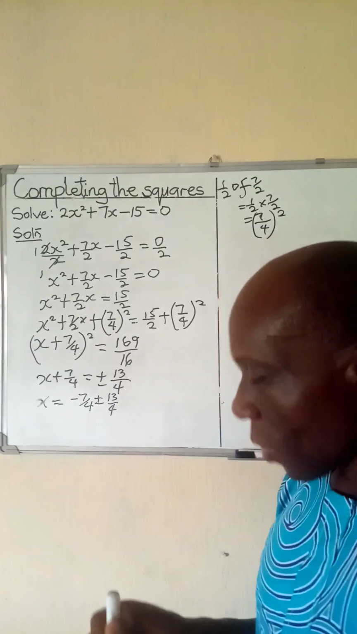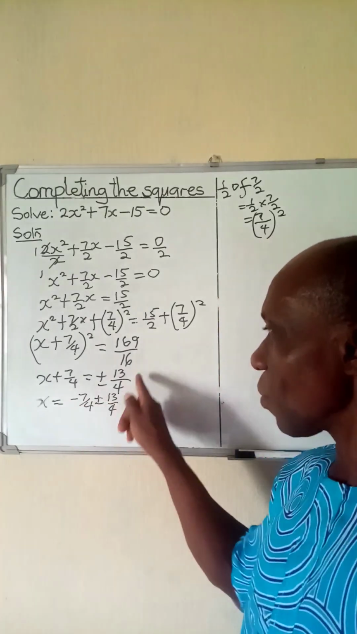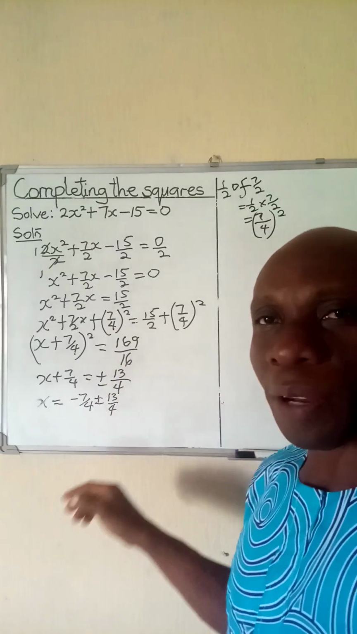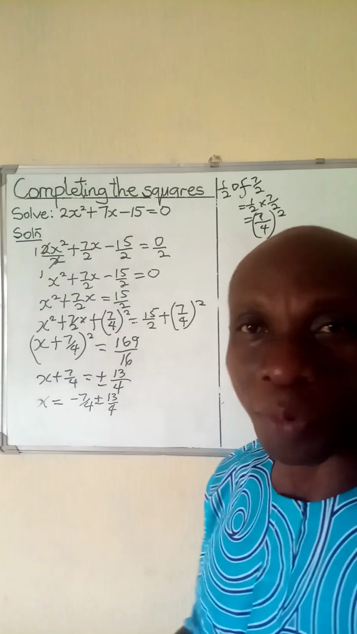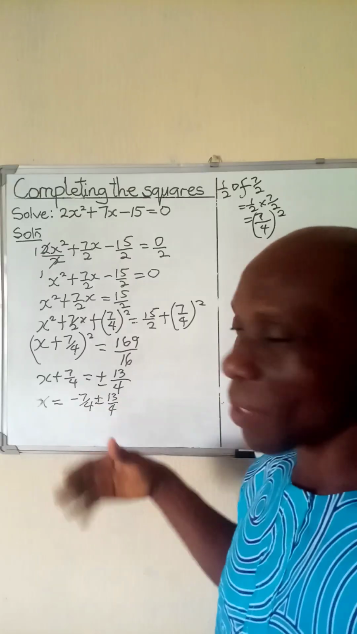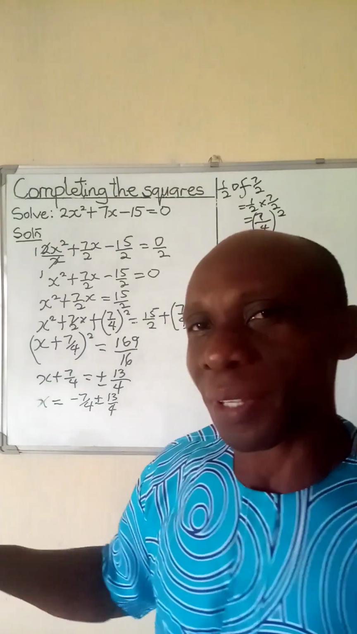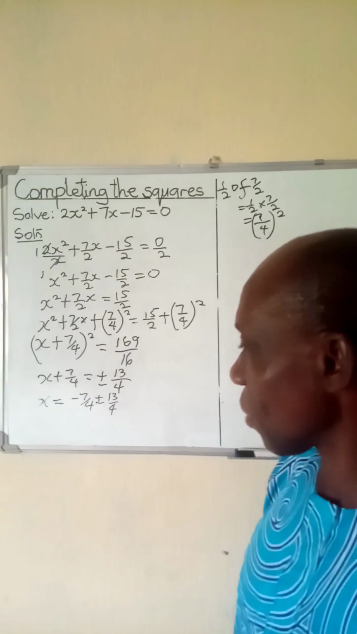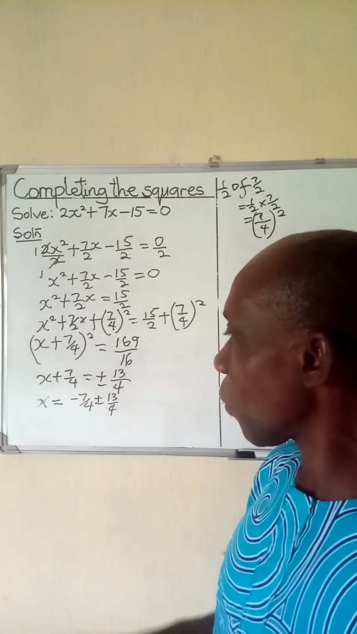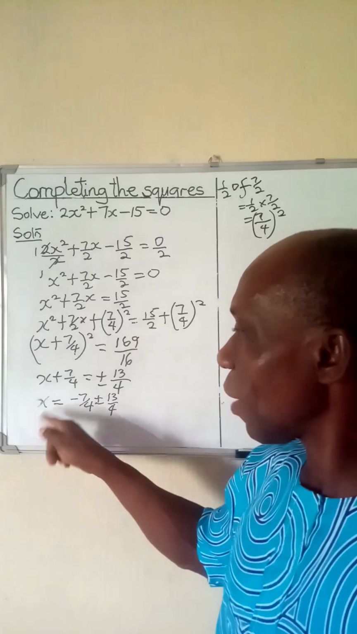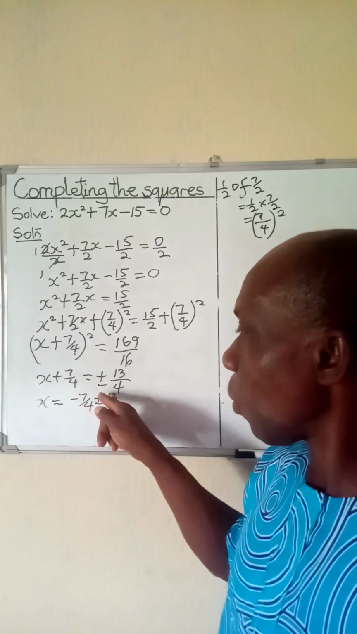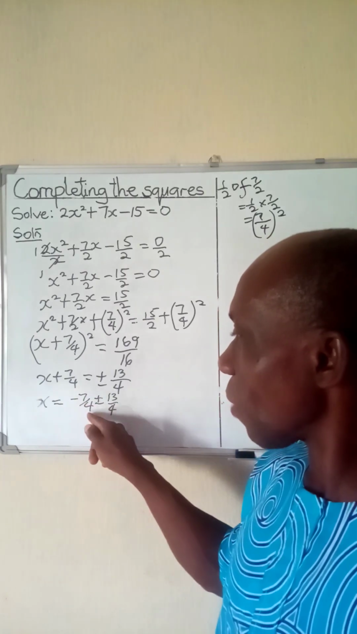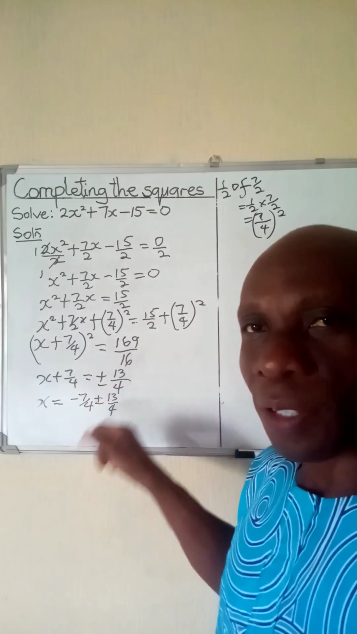Somebody might ask, why didn't they put minus 7 over 4 behind, so that we'll have plus or minus 13 over 4 minus 7 over 4? If you do it that way, you will still have the same result. But the beauty of putting it this way is that you have allowed the plus or minus sign to stay between two terms. It has nothing to do with your result. So for the first case, we'll look for the value of x: minus 7 over 4 plus 13 over 4. And then the second case, minus 7 over 4 minus 13 over 4.